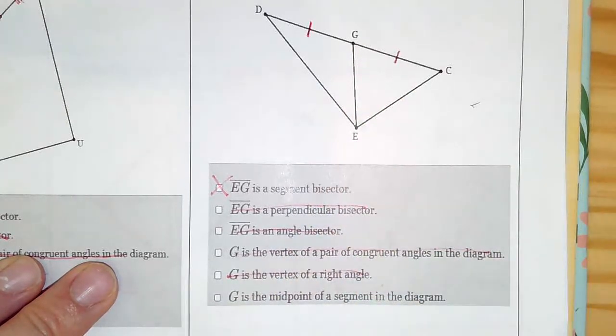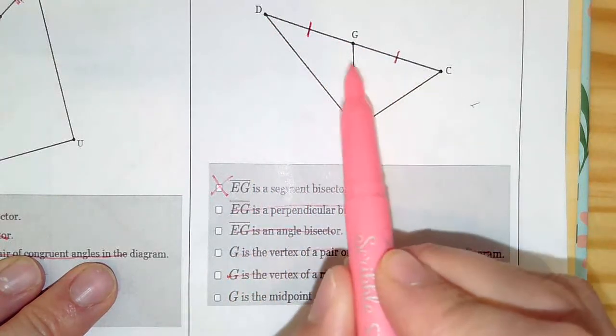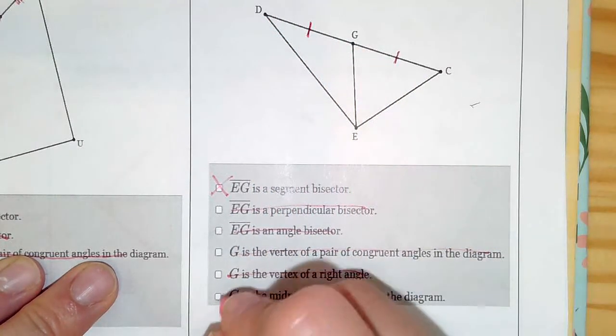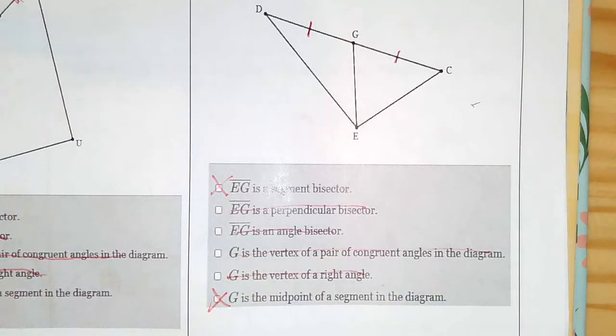No. And then G is the midpoint of a segment. Is G in the middle of the segment? Yeah, right smack dab between D and C. So again, we got those two. Okay, and then next page on number 3.